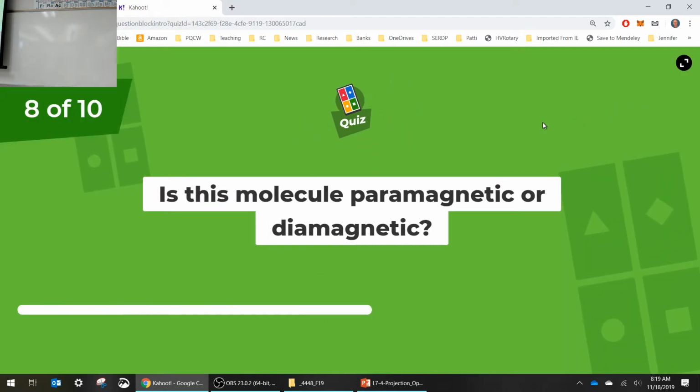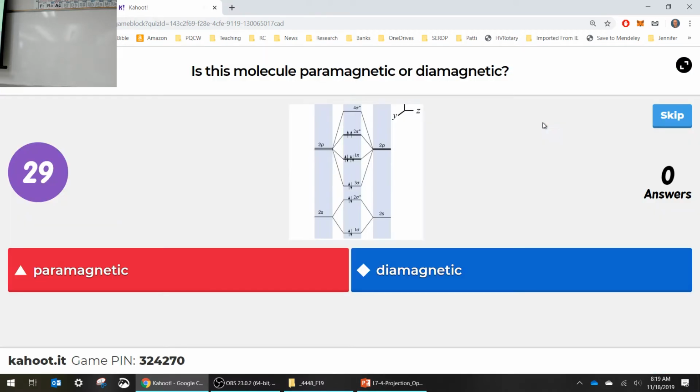All right, is this molecule paramagnetic or diamagnetic? Is that the same one? Same one. So we had those 2 unpaired electrons in the pi star orbital.